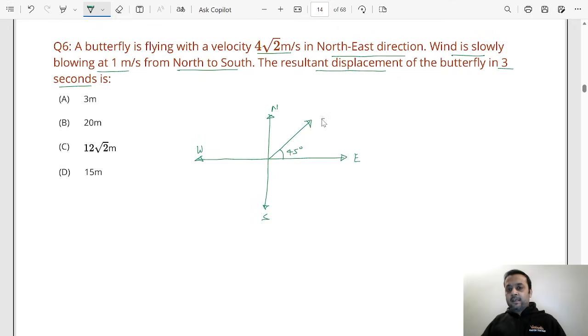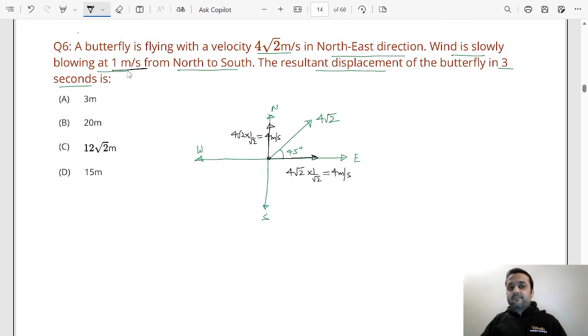So imagine that if the wind was not blowing, this butterfly would have gone in this direction at the speed of 4 root 2. Correct? What is the x component of this velocity? It will be 4 root 2 cos 45. That means effectively it will be 4 meter per second in the x direction, and in the y direction it will be 4 root 2 sine 45, which is again 4 meter per second. So if the wind is not blowing, the velocity in the x direction is 4 and the velocity in the y direction is also 4.